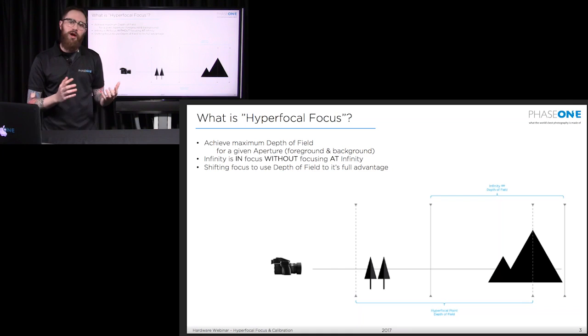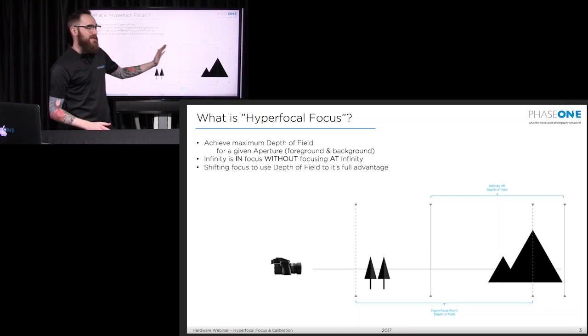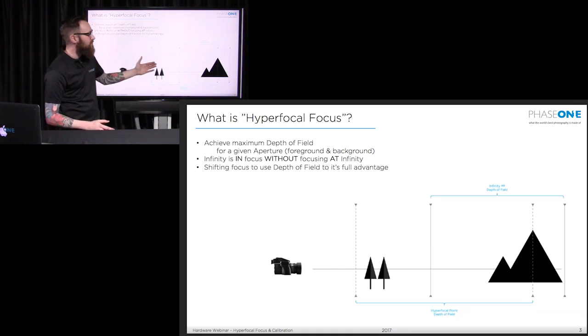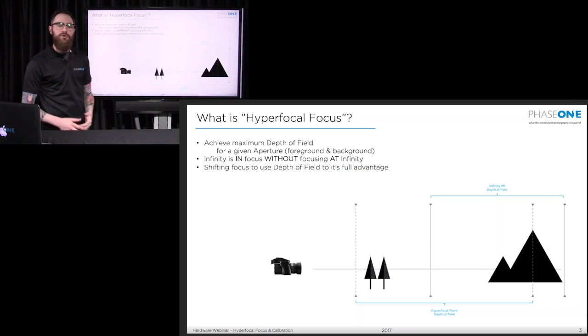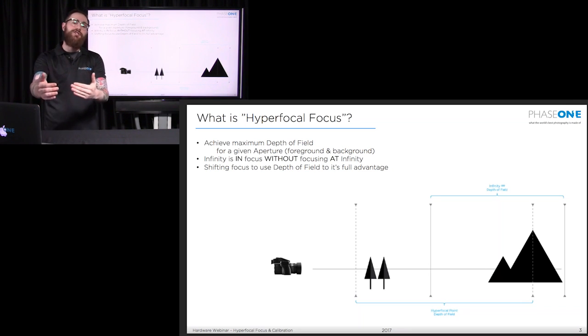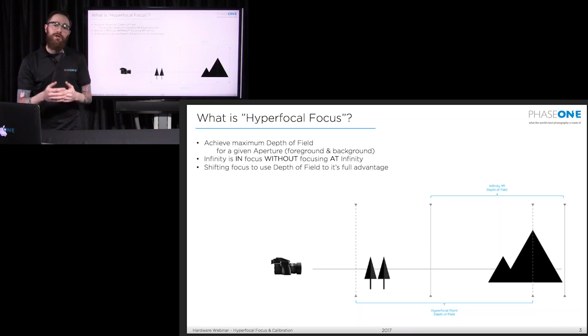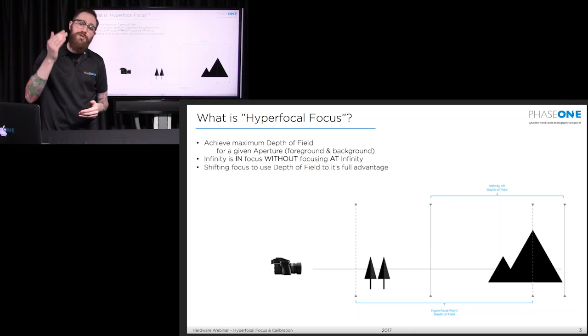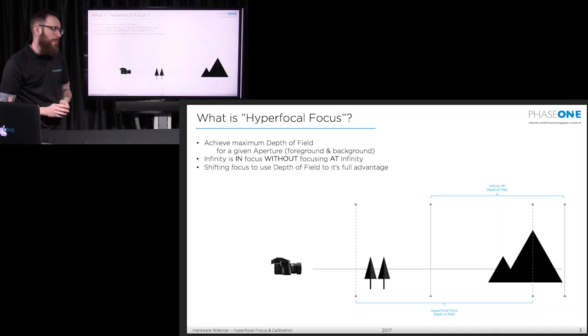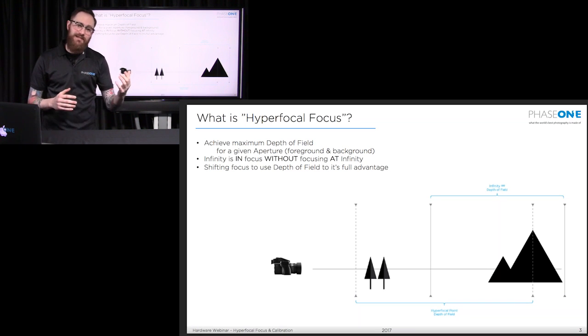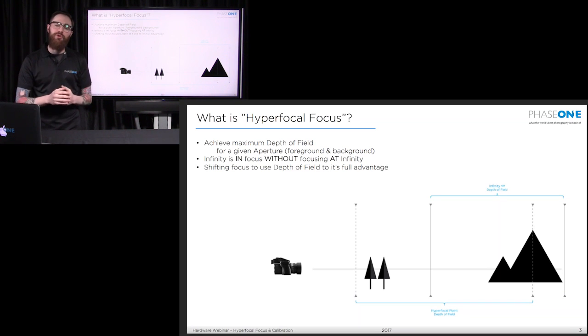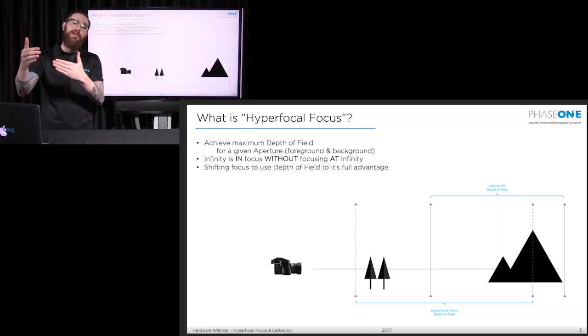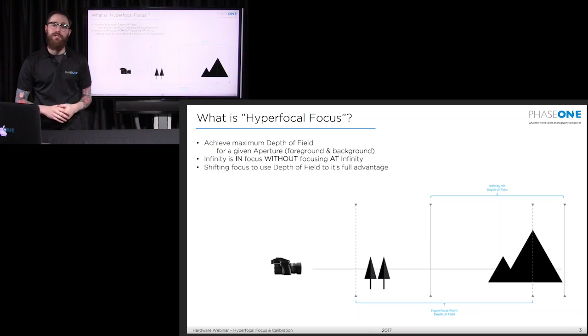But the trick with hyperfocal focus is that when you focus at infinity and you stop down, you're wasting a lot of depth of field behind your infinity point. So finding the hyperfocal focus is actually shifting the focal plane forward so that your depth of field shifts with the focal plane and you still maintain focus at infinity. So again, infinity is in focus without focusing at infinity. You're focusing the lens at a point closer to you, but maintaining all that sharpness and moving the depth of field closer to you, and the foreground subjects then become sharp.